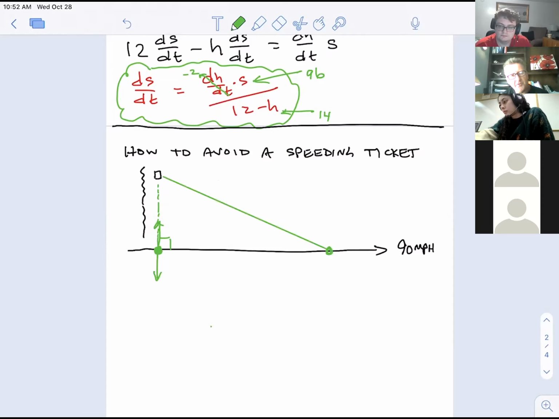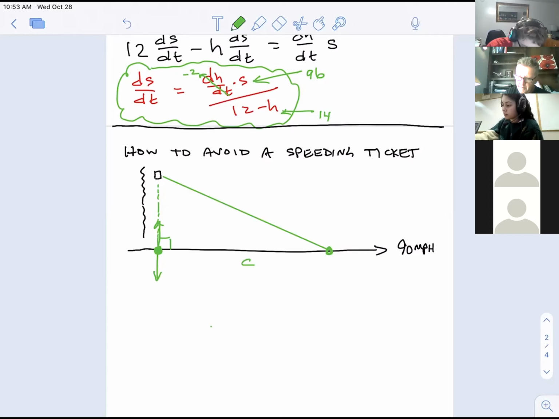Which ones are variables and which ones are constants? If you're moving, now if you stop, they're all constants, right? But we're not stopped. We're moving down the road at 90 miles an hour. So the 3 lengths, is this length down here constant or a variable? It's a variable. So let's call it C for car. That's a variable. It's changing. It's getting longer, right?